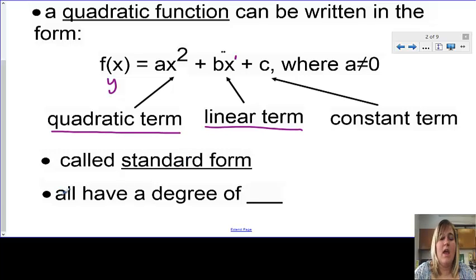A quadratic function has a degree of 2. Remember, whenever we have multiple terms, the degree of the function as a whole is the highest degree that they have. The degree is the sum of the exponents of the variables. So here, a represents a number, x is a variable raised to the second power, b is a number, x is a variable raised to the first power, and c has a degree of 0. So the highest degree here is 2. So they have a degree of 2.